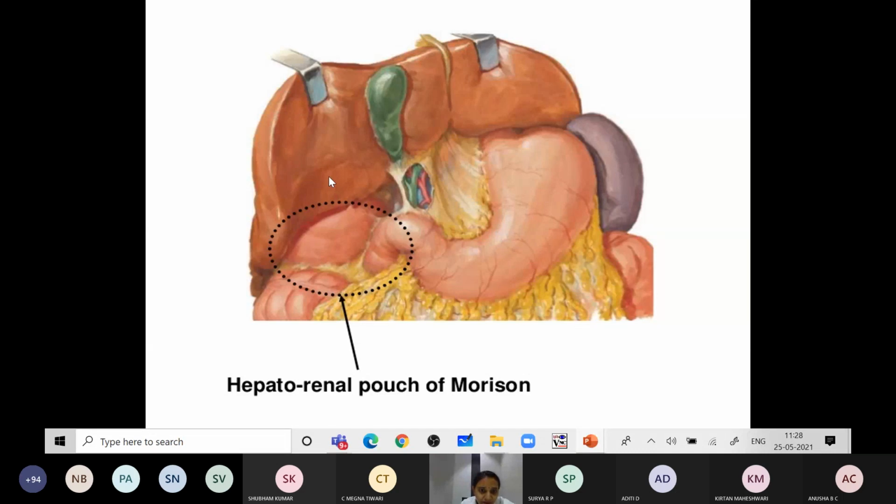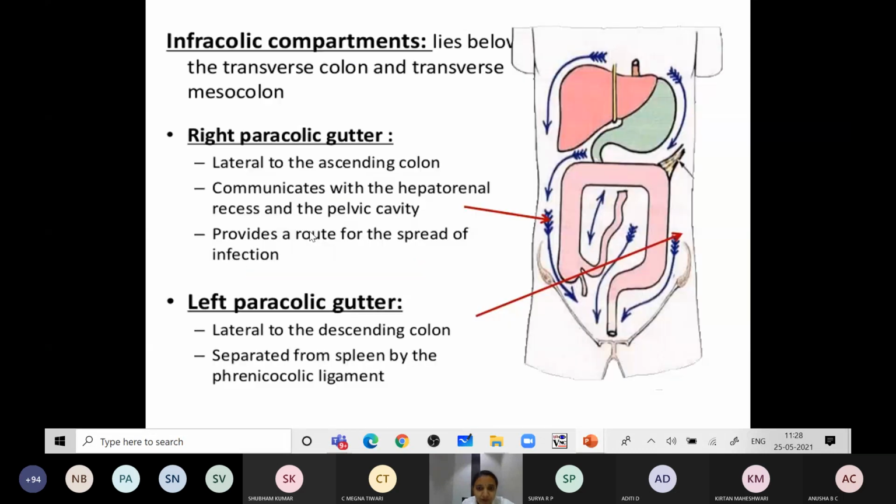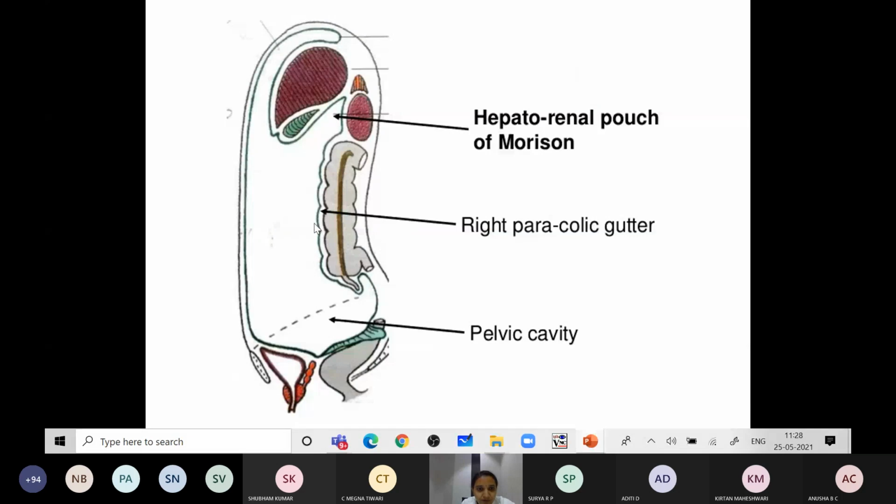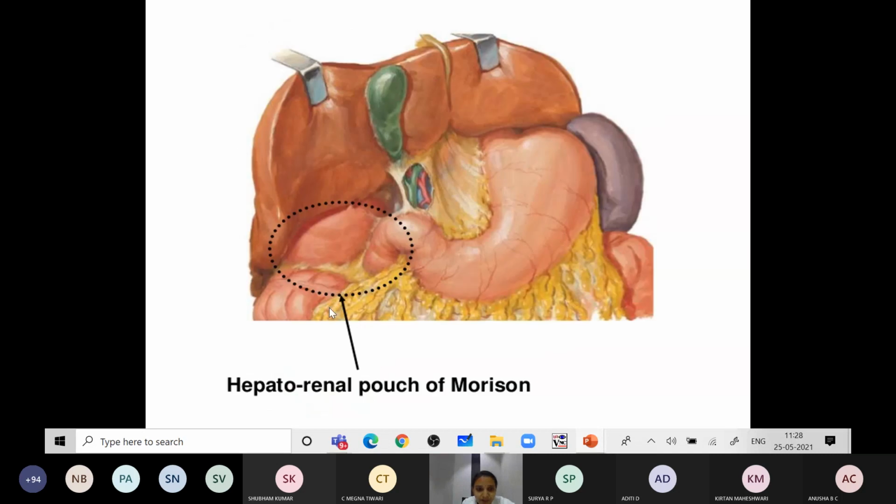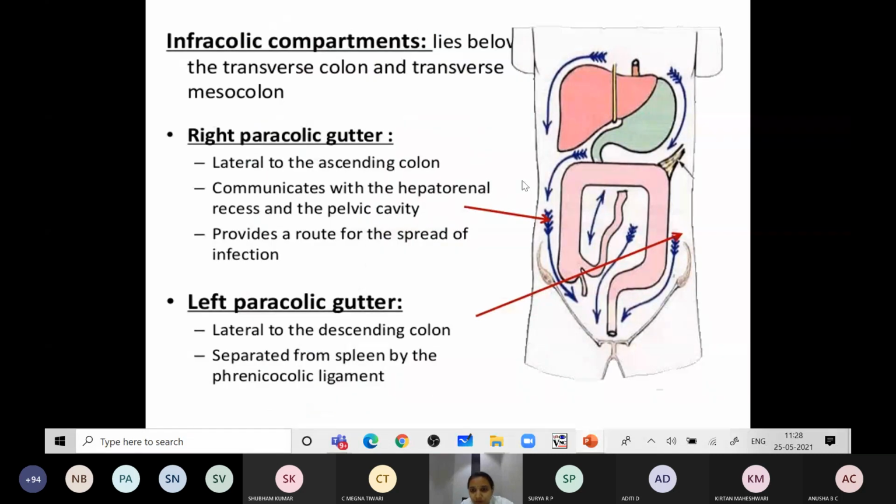More on the right side we have traced till this hepatorenal pouch of Morrison. Then it is reflected on the ascending colon. Then continuous below with this is a right paracolic gutter. It's a gutter-like space on the lateral side or right side of the ascending colon. Then it is continuous with the pelvic cavity. Okay, this is more on the right side.